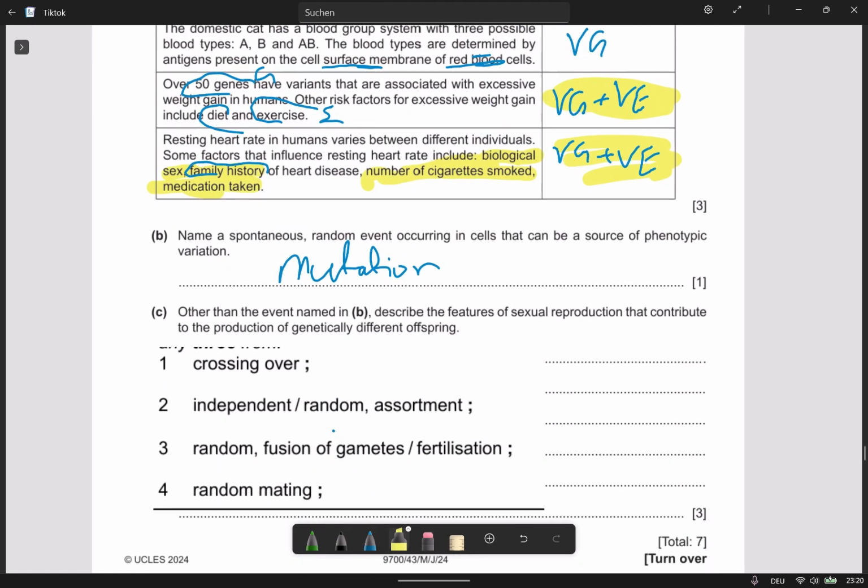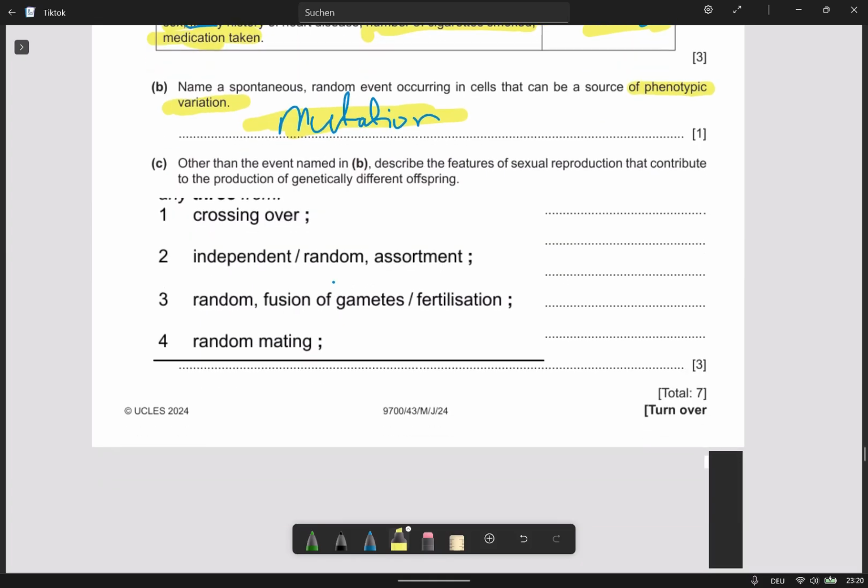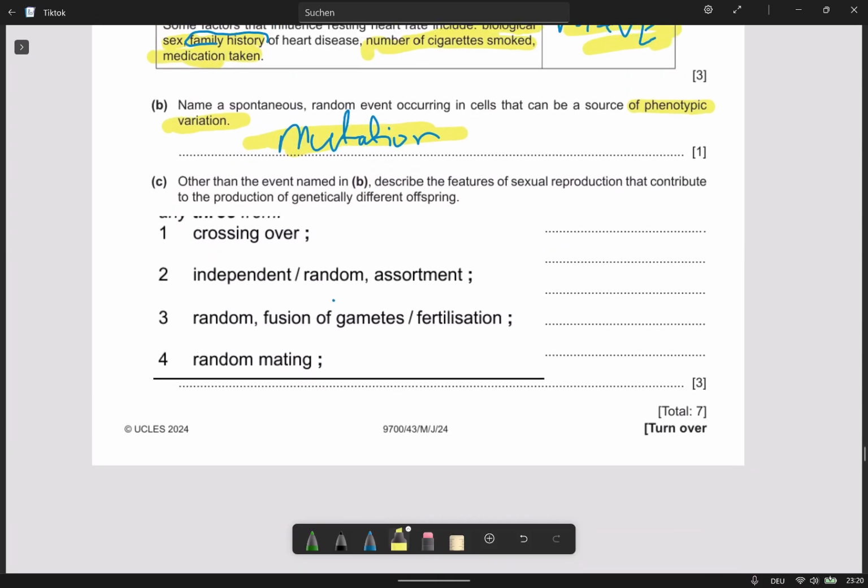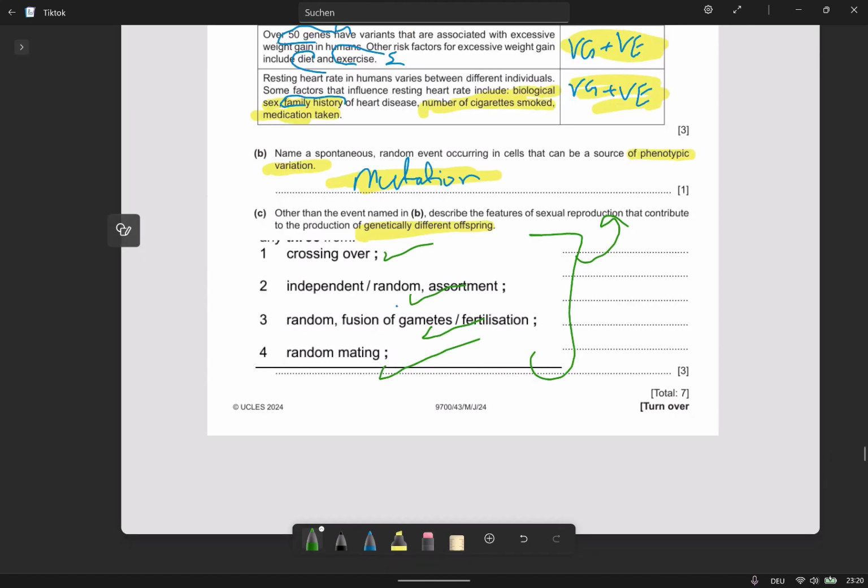Name a spontaneous random event occurring in cells that can be a source of phenotypic variation. That is obviously mutation. Then here, other than the event named here, describe features of sexual reproduction that contribute to the production of genetically different offspring. Okay, so as we said in the explanation, what happens is crossing over, independent assortment, random fusion of gametes, and random mating. All those things cause sexual reproduction to have variable offspring. That's why you and your siblings are not identical.